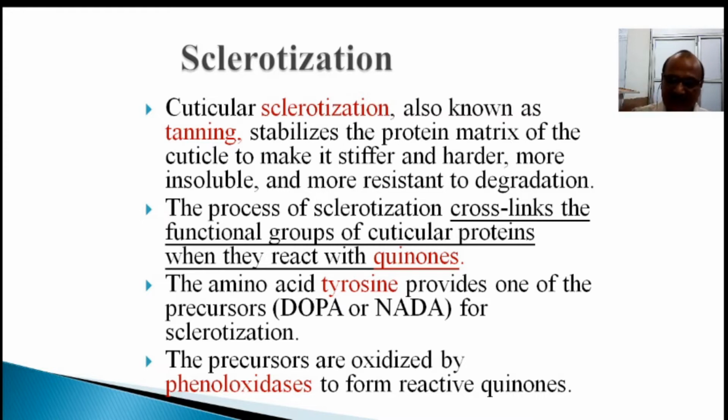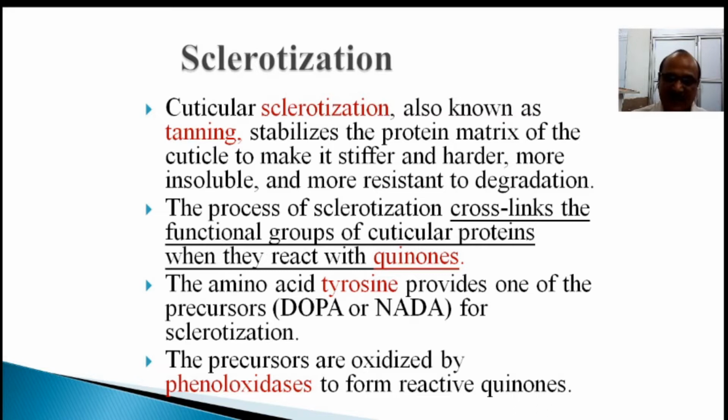This happens by initiating the formation of cross links between adjacent protein molecules, and the cross links are formed by the quinone part. Cuticular skeletization is also called the tanning process because it stabilizes the protein matrix of the cuticle, making it stiffer and harder. It is then more resistant to degradation, because the process gives the integument greater strength for muscle attachment and locomotion, and provides stability against the hydrolytic enzymes produced by pathogens such as fungi.